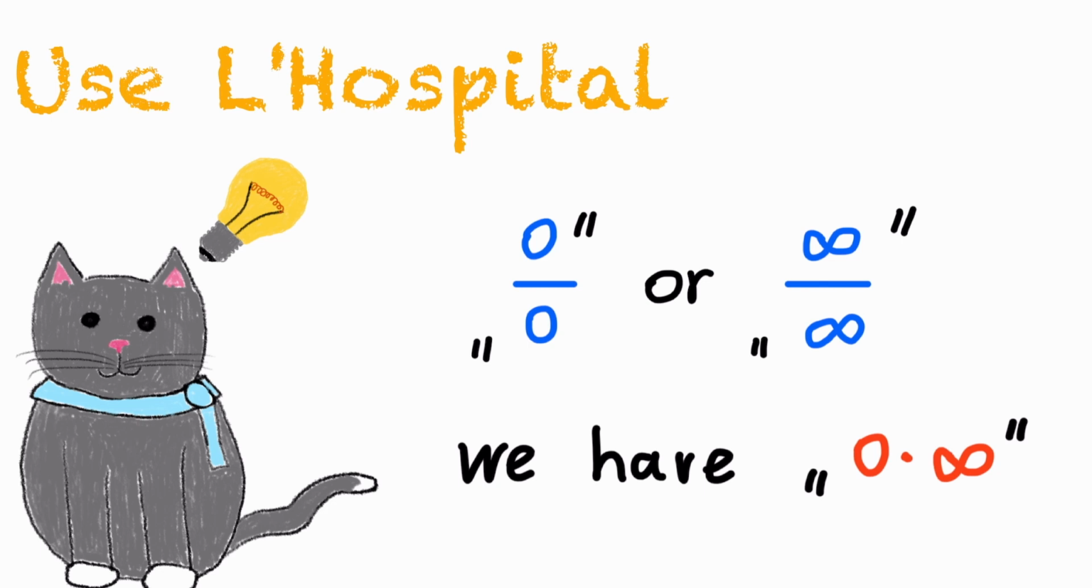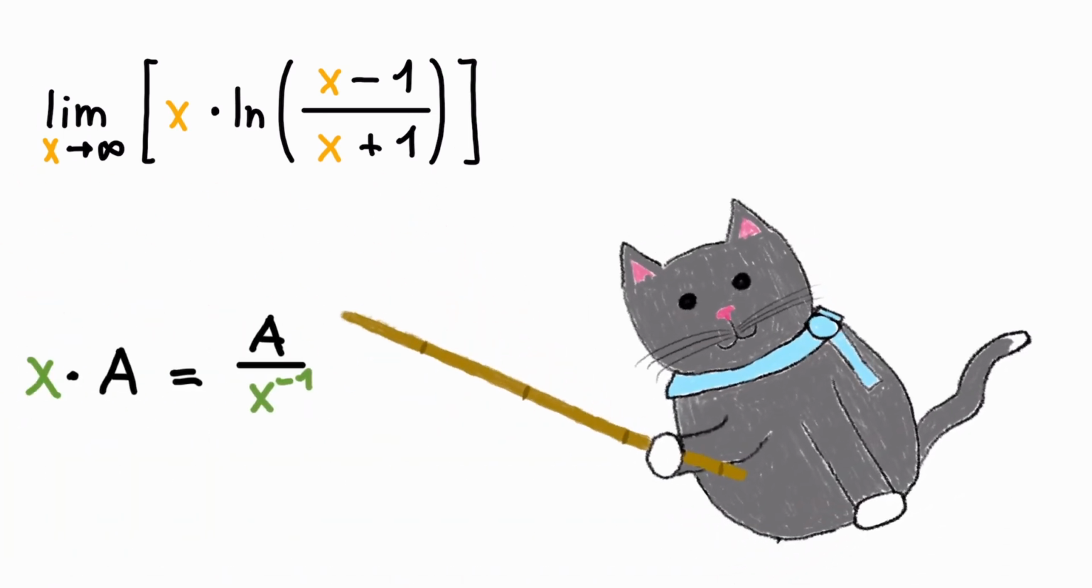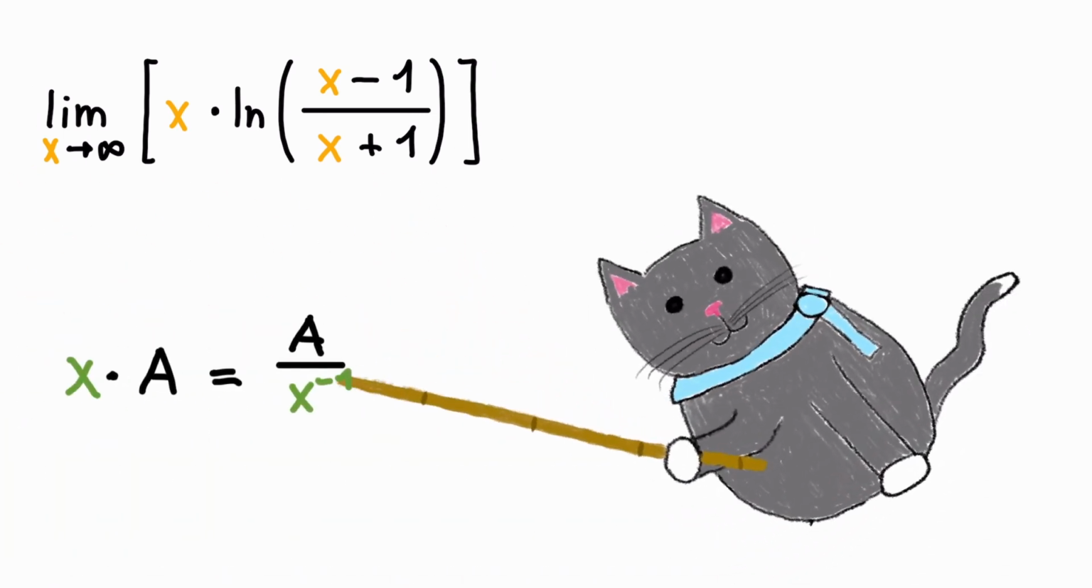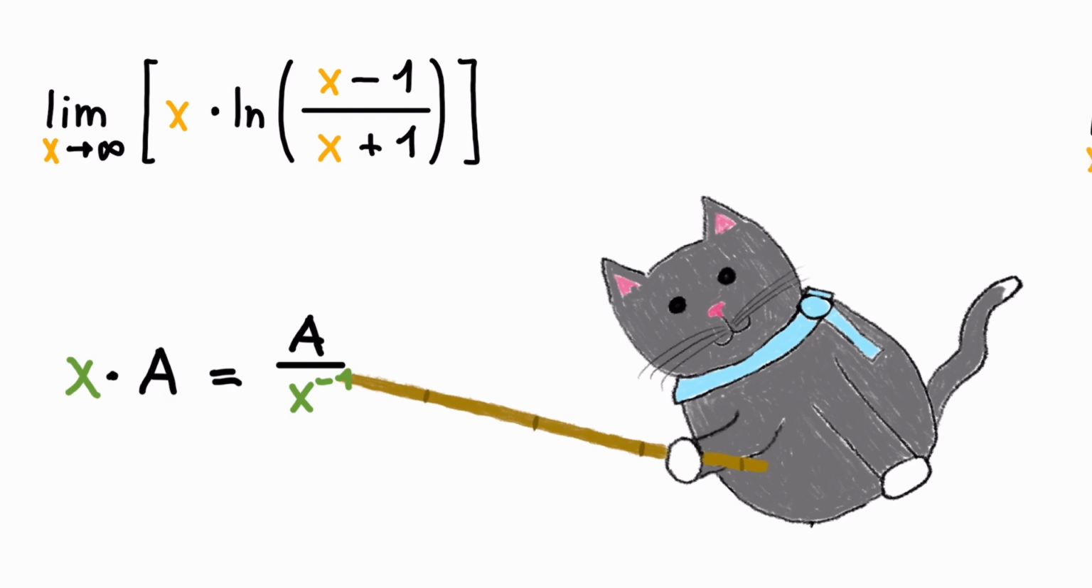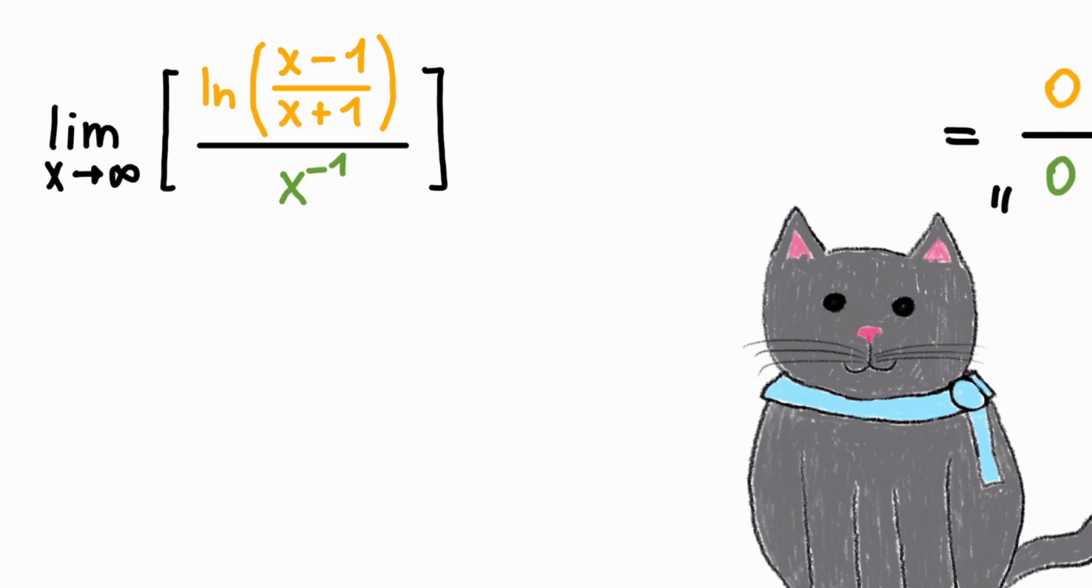Let's rewrite the terms of the limit in question. Remember that this is the limit we want to solve. We can rewrite this using the identity x times a is a divided by x to the minus 1. Applying this to the x in our limit now yields ln of (x minus 1) divided by (x plus 1), divided by x to the minus 1, instead of x times ln of (x minus 1) divided by (x plus 1). Applying the same logic as earlier, we find that we now have a case where both the green and the orange terms approach 0, resulting in a 0 divided by 0 situation. Now L'Hopital's rule can be applied.